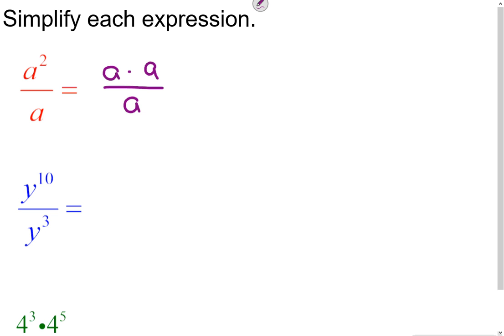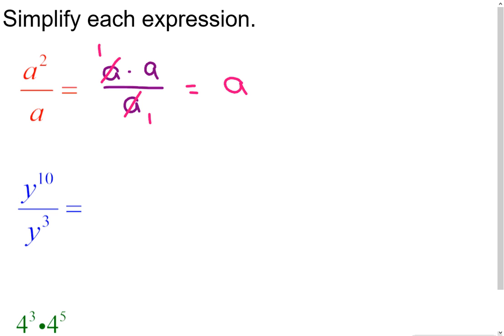Well, I look at this now and go, oh, I have common factors in the numerator and denominator. There's an a in the numerator and an a in the denominator. Those are going to divide out and become 1. Therefore, my final answer is a, or a to the first power.